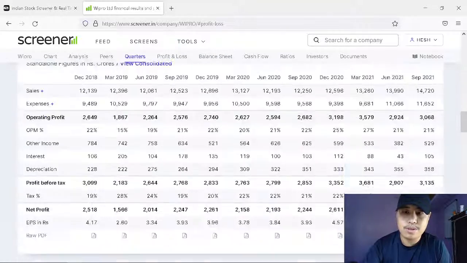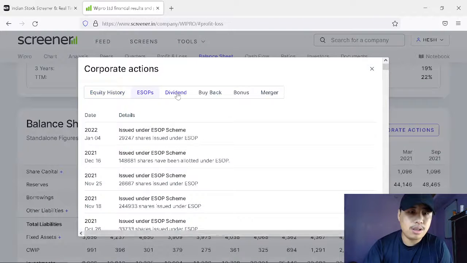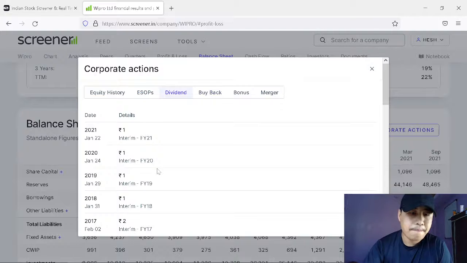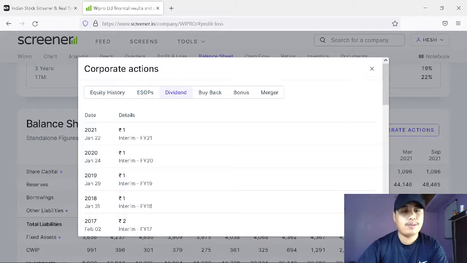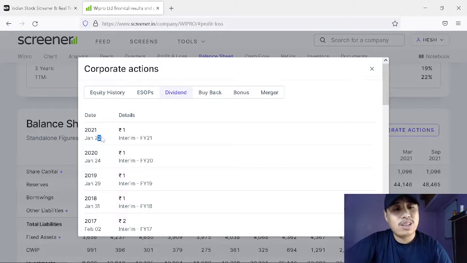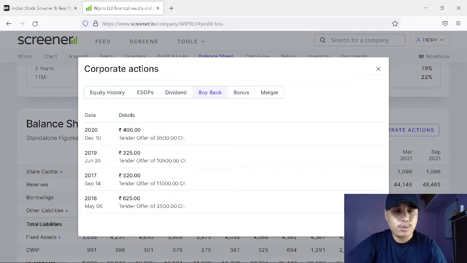Let's first look at the corporate actions, right? Is there any dividend? They have even started paying. Oh no, no, they're going to pay 1 rupee coming January 2022. Oh, sorry, it's January 2021. I thought this was 22. I got confused because of this. So bonuses, very good bonus. Buyback, a good one here.